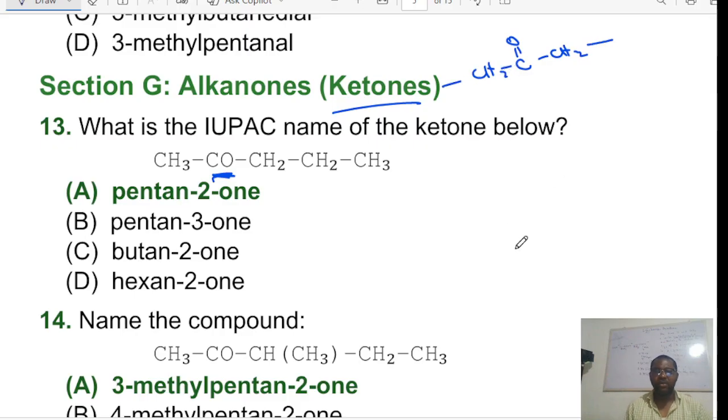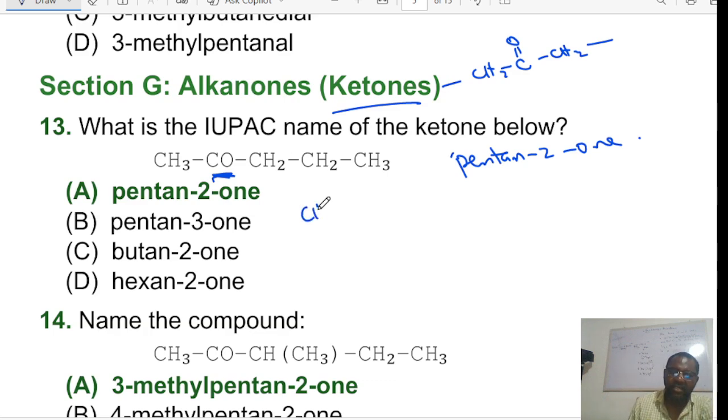Okay. So the way to name this, don't ignore the O, just name it as a straight chain. You have 1, 2, 3, 4, 5. But don't forget, this CO is in position 2. So it's going to be pentan-2-one. Yeah, that's how it works. Pentan-2-one. So you have butanone or butan-2-one, and so on and so forth.